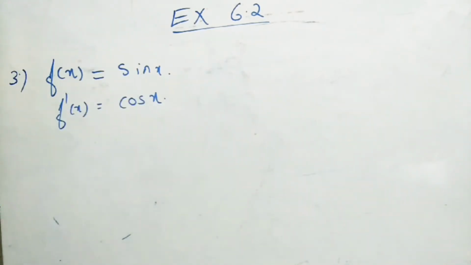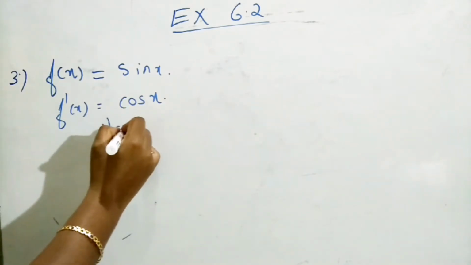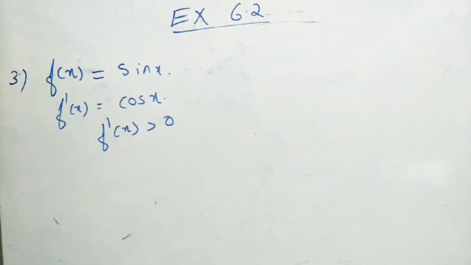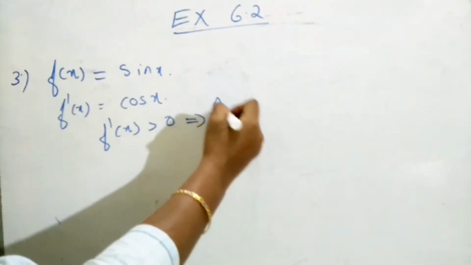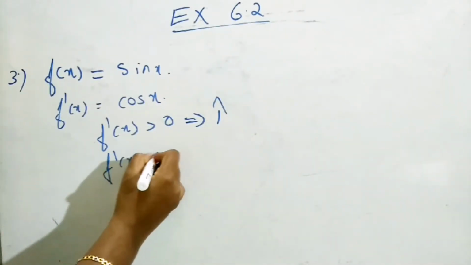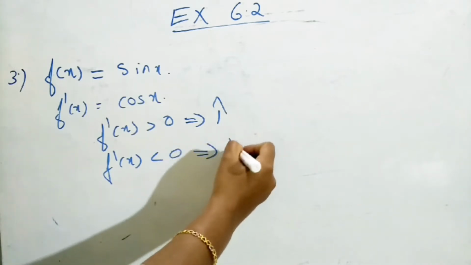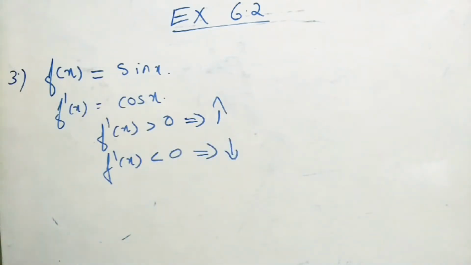And that theorem says that if f dash of x is greater than 0, then the function is strictly increasing, and if f dash of x is less than 0, then the function is strictly decreasing. This is our theorem. So we got f dash of x, that is our cos x.